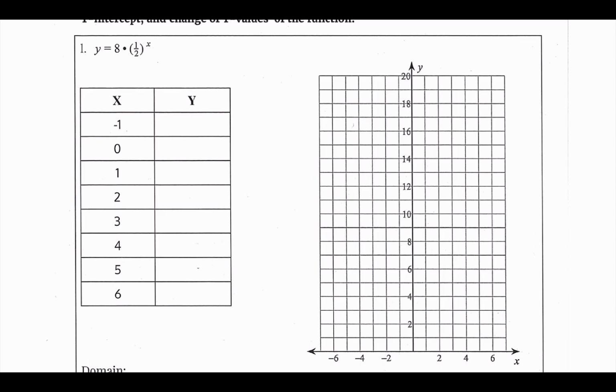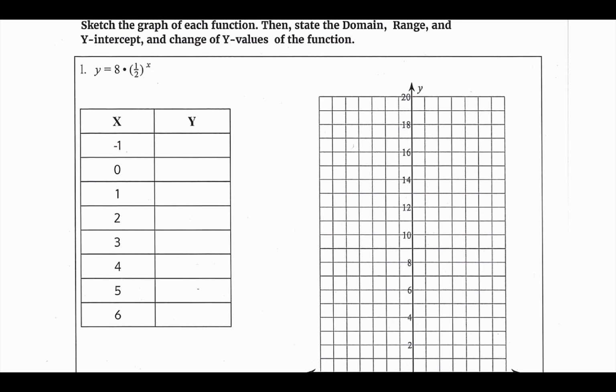So if we go through and we start plugging some of this stuff in to get the graph, if I take -1 and I plug it in for x, I'll write this one out and then we'll go from there. So we would end up having 8 times 1/2 raised to the -1st power.